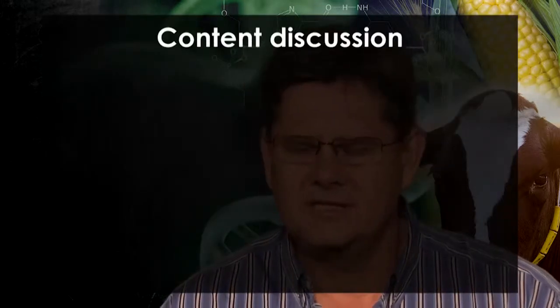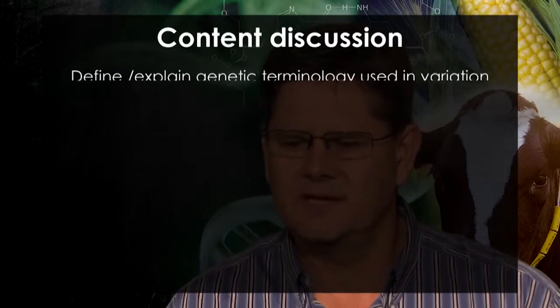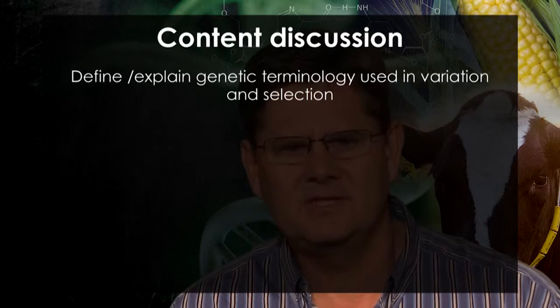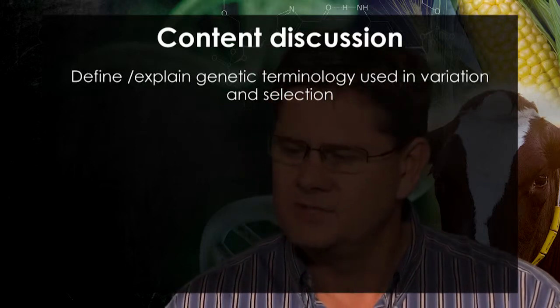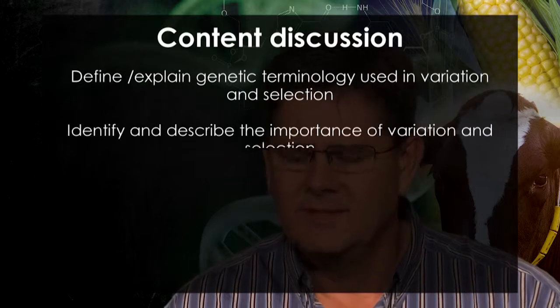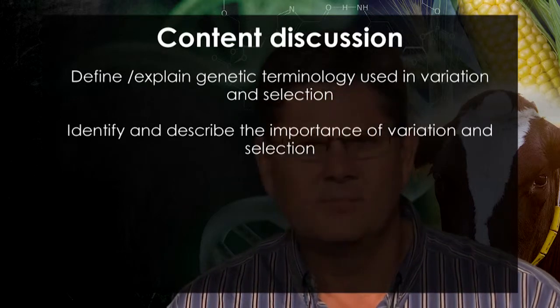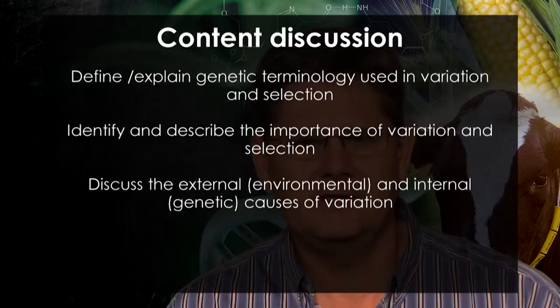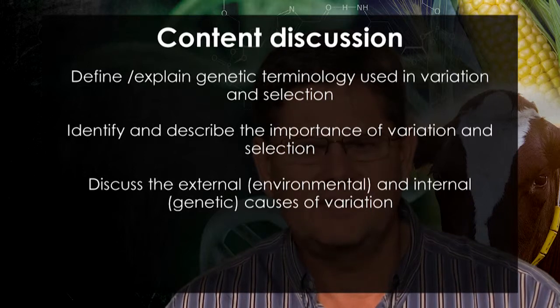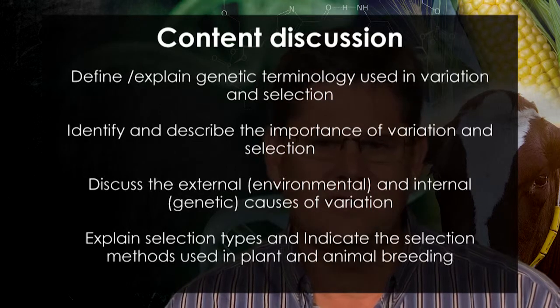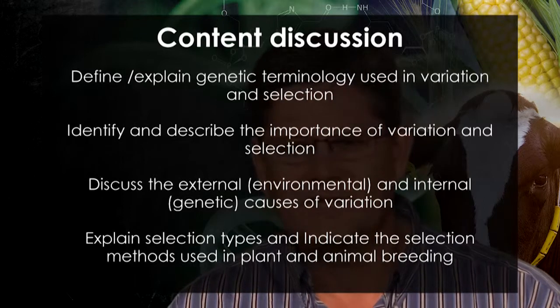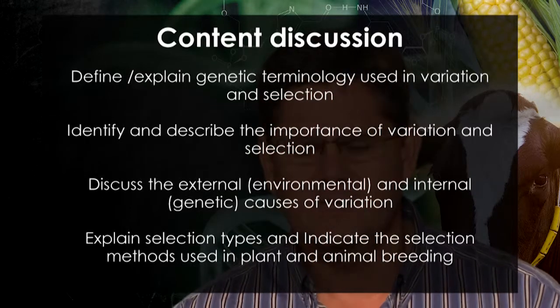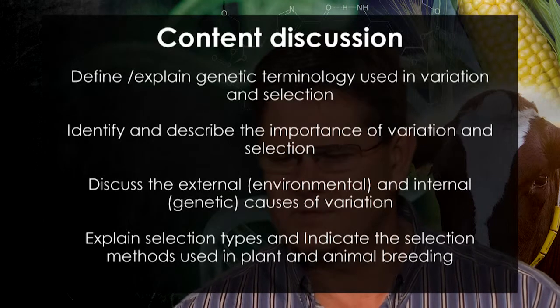If we look at the examination guide closer for this content topic, we state that we need to look at our content by defining and explaining genetic terminology that we use in variation and selection, that we identify and describe the importance of variation and selection, that we discuss the external and internal genetic aspects, and lastly, we're going to quickly look at selection itself, the types and the methods that we use in agriculture for plant breeding.